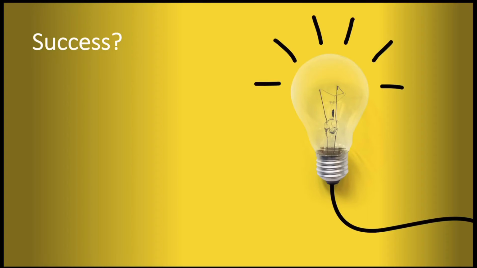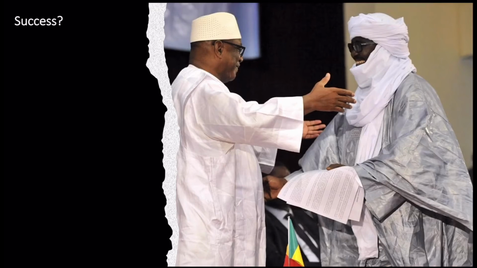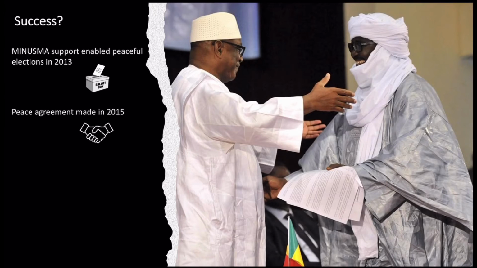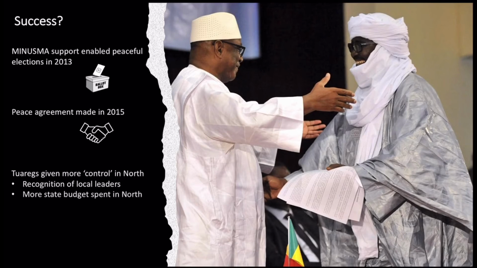We're now going to look at how successful all these different strategies were as a combined approach to providing sovereignty in Sudan, in Mali. You could argue that MINUSMA in some ways was really successful up until 2016. It helped establish peaceful elections. It also helped to broker a peace agreement in 2015 between the Tuaregs and the Malian government. This gave the Tuaregs more control, more autonomy in the north. It gave them recognition of local leaders. More of the state budget was going to be spent in their region in the north, and better representation for them in those discussions in the capital politically.